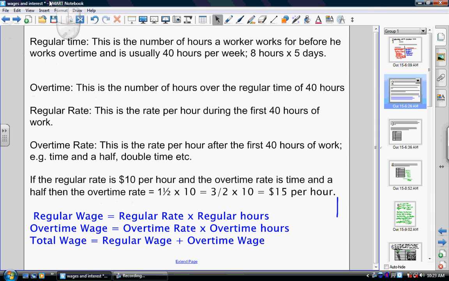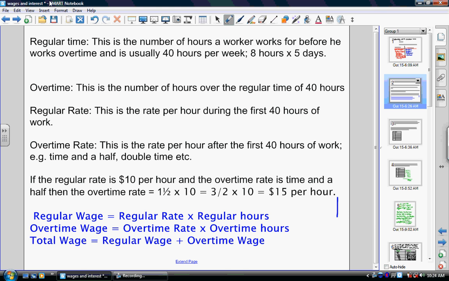Regular time. This is the number of hours a worker works before he works overtime, and is usually 40 hours per week. 8 hours times 5 days. Now, in Trinidad, you must work for 40 hours before you get paid overtime.